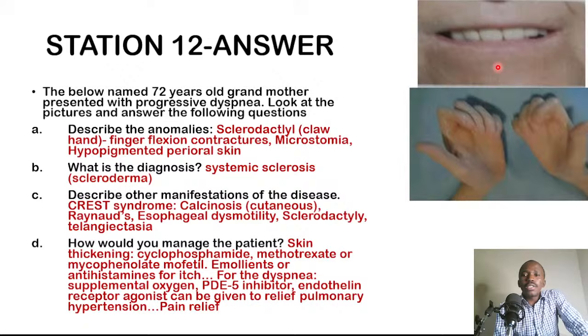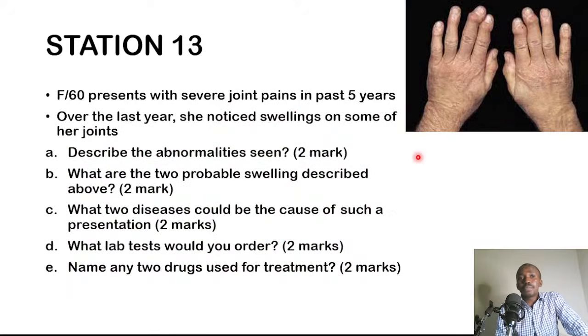Then, of course, if the patient develops dyspnea, you should give them oxygen. You can cover them with a phosphodiesterase type 5 inhibitor. You may sometimes give them endothelin receptor antagonists that can be used to relieve some pulmonary hypertension and pain. But this rarely comes up in OSCE stations, but sometimes you never know. You find out that the things that are rarely coming are the ones that show up in the OSCE stations. Then moving on now to station 13.